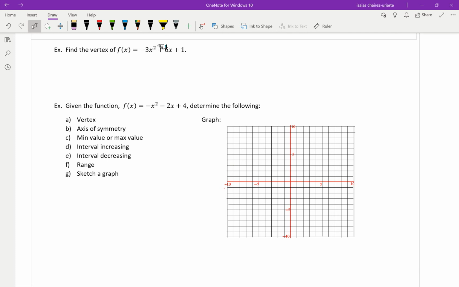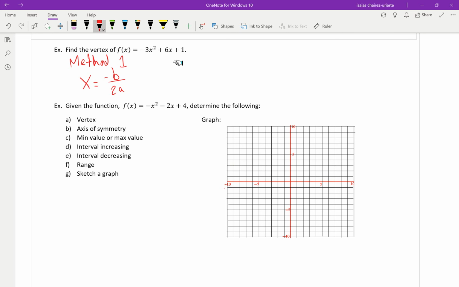Okay, so let's see. Hopefully you pause the video and try to find the vertex on your own. The first way of finding the vertex, so I'm going to say method 1, is just what they told us earlier. We have a little formula for the x-coordinate of the vertex. And it goes like this, negative b over 2a.